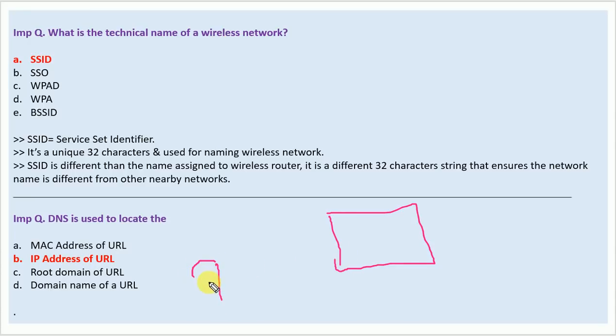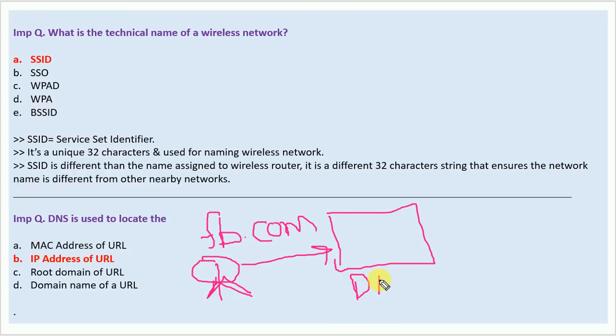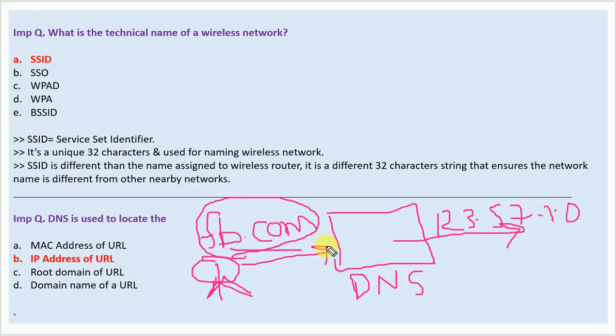In short, suppose you are trying to access facebook.com. Since we are human beings, we can't remember all the IP addresses related to websites. So what we do is open any browser like Chrome or Mozilla, and type facebook.com. There will be a DNS server, and this DNS server will work for you. It will take facebook.com and convert it to the IP address associated with it, say 123.57.1.0, something like that.